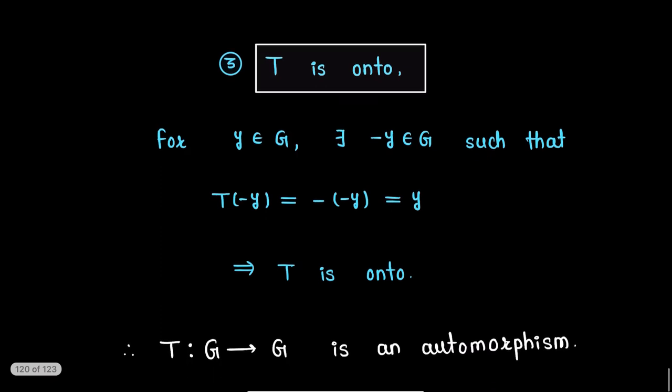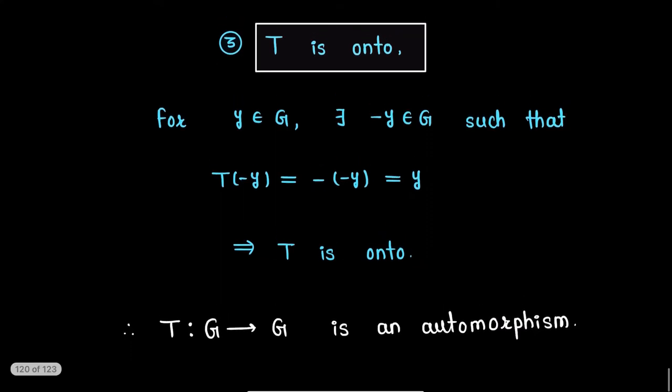Next, to check whether T is onto or not, observe that if y is any element in group G, then there exists an element minus y in G such that T of minus y is equal to minus of minus y, which is y. Thus for any y in G, there exists minus y in G for which T of minus y is y, and therefore T is onto. Thus as T is a homomorphism and also 1-1 and onto, we can conclude that the given map T from group G to group G is an automorphism.